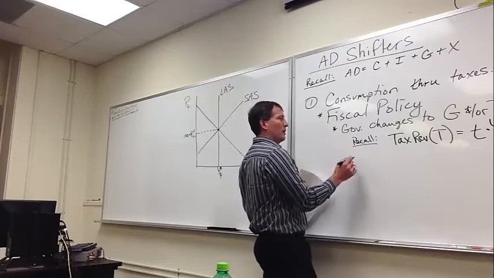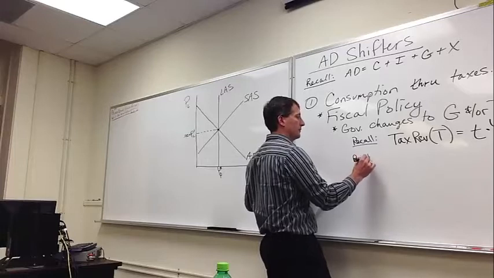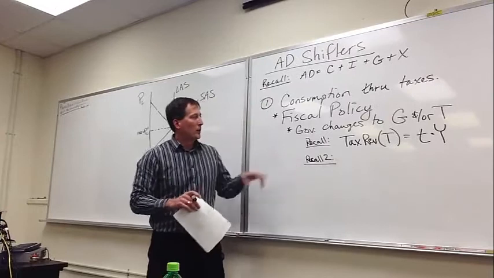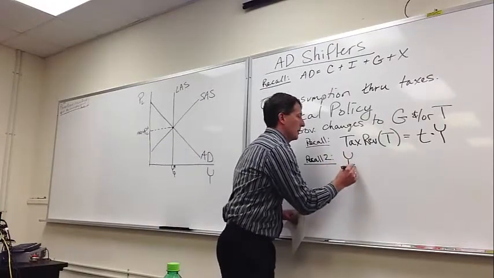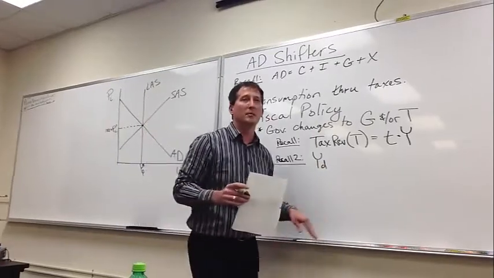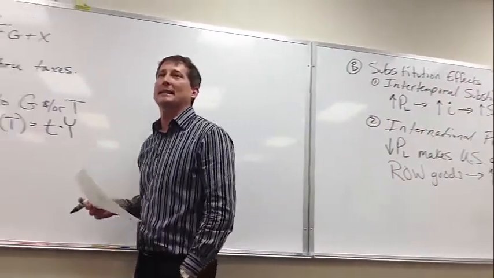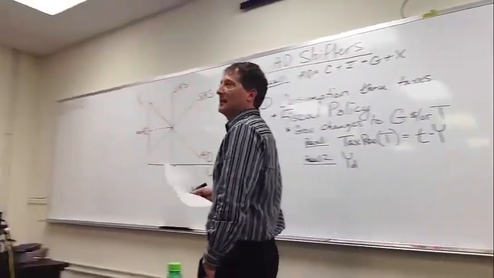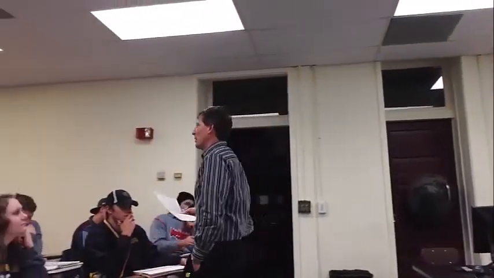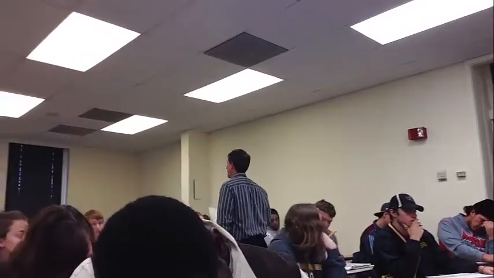So, double recall number 2, recall 2, was disposable income. What was disposable income? How would you word that? Let me see who's alive in the back half of the room here. Disposable income. Let's take a stab.